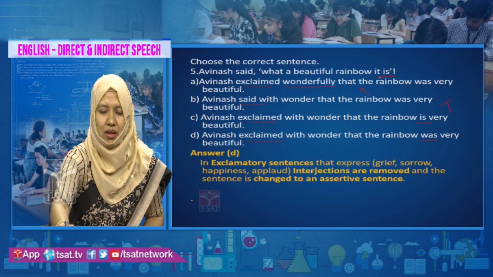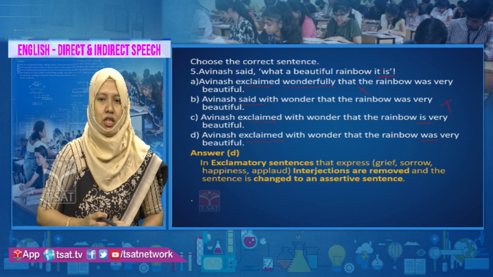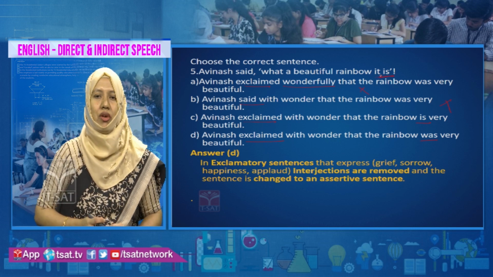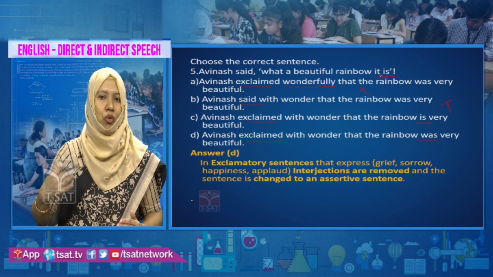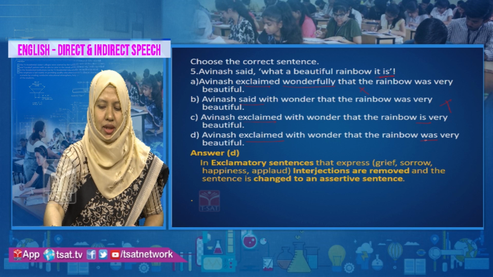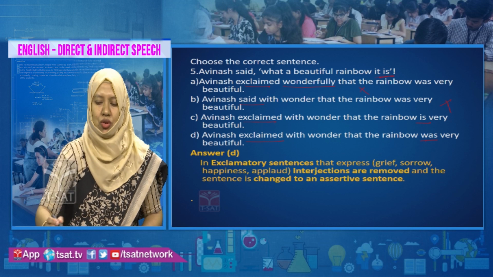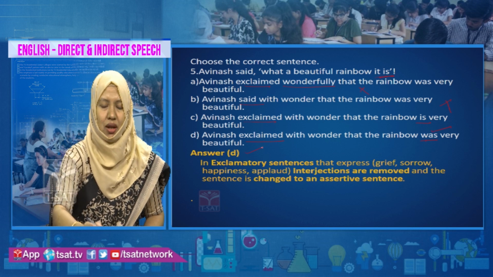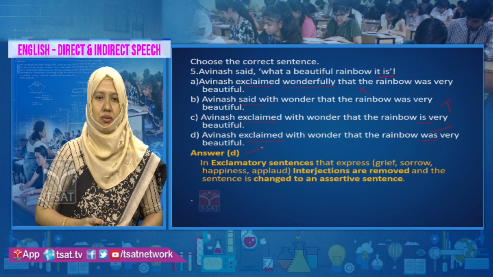Here in indirect speech, present tense is used. So whenever present tense is there in direct speech, in reported speech or indirect speech, you have to change the tense. It should be changed to was. So option D is the correct answer.